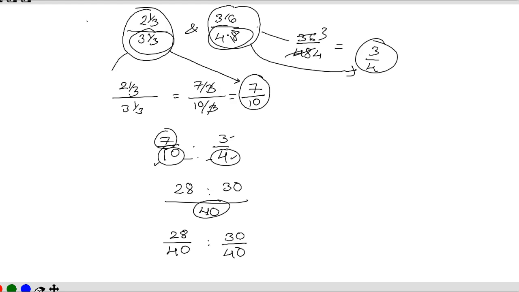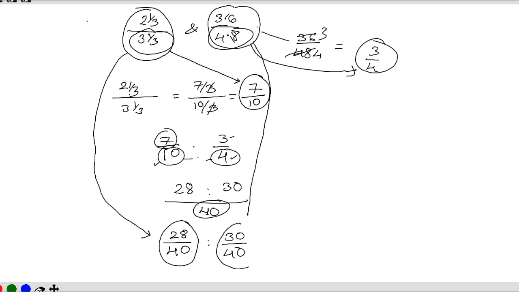अब ये जो रेशो था, this we have converted into 28 upon 40, और ये जो रेशो है इसको हमने कन्वर्ट कर दिया है 30 upon 40. Now you can see that denominators are same. Now we can easily find out which ratio is greater. Now 28 and 30 में 30 is greater, so this ratio is greater than this.